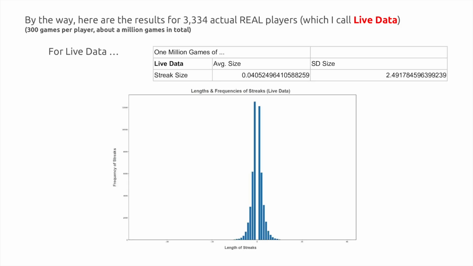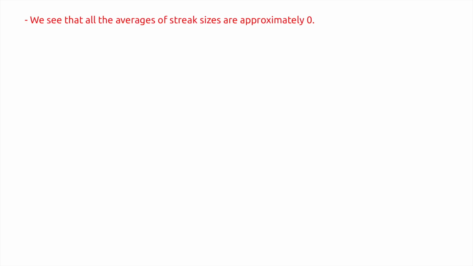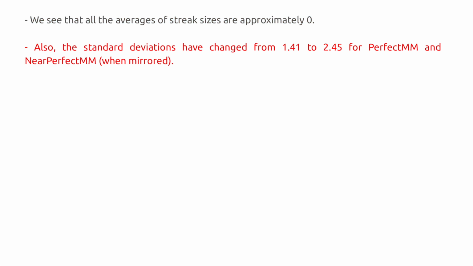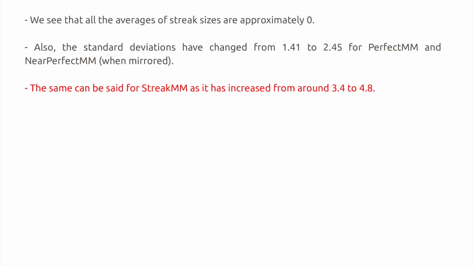By the way, here are the results of 3,334 actual real players, which I call live data. We see that all the averages of streak sizes are approximately 0. Also, the standard deviations have changed from 1.41 to 2.45 for perfect mm and near perfect mm when mirrored. The same can be said for streak mm, as it has increased from around 3.4 to 4.8.